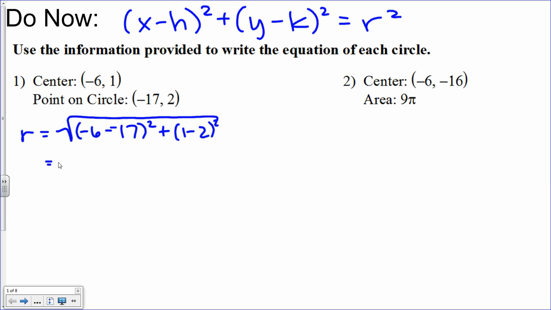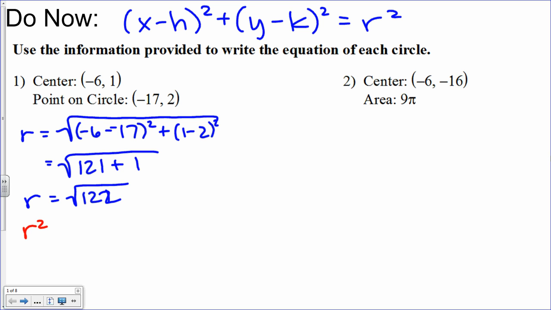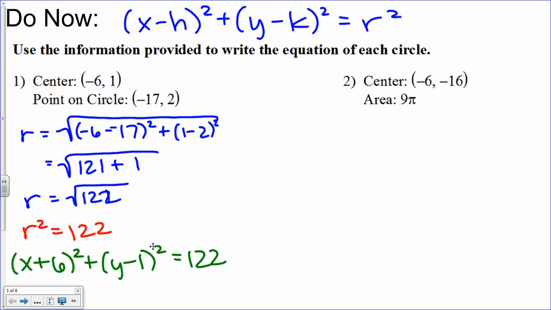What you should get, -6 minus -17 is 11, so this is 121 when you square it, plus 1 minus 2 is -1, squared is 1. So my r is the square root of 122. Remember, this really just means that r squared is 122, which is what's in our formula. You can always just pull this number, or you can square this in your calculator. Either is fine. But to get our final answer, it's going to be x minus -6 makes it a plus 6, y minus 1 squared equals 122. And you're done.